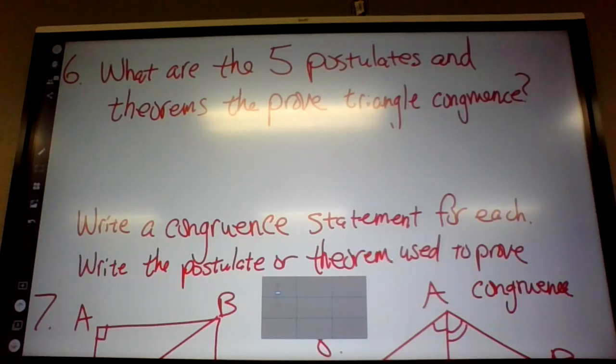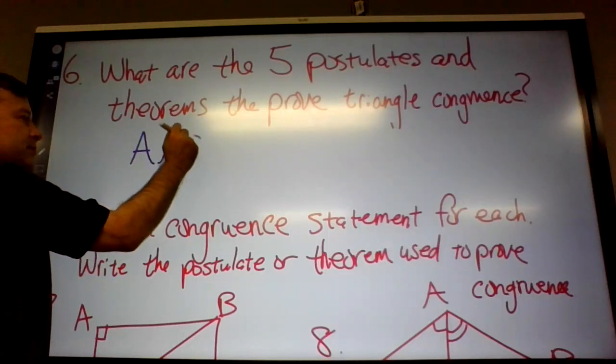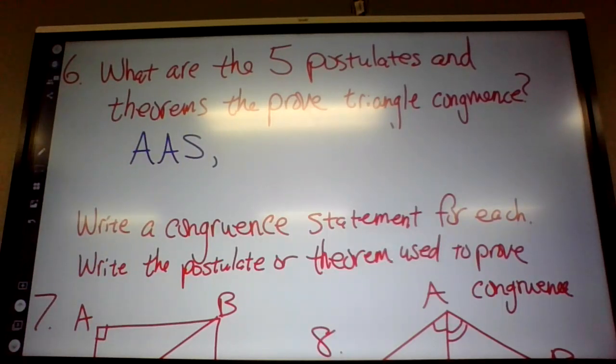We're finishing number 5. We're on question 6. I have no clue. Are these on me? What are the 5 postulates and theorems that prove triangle congruence? This is a lot to think about. Brain heavy. Give me an example of one of them. Let's do one. Angle, side, angle. Angle, angle, side. That's one of them. Side, angle, side. Okay, do the rest.